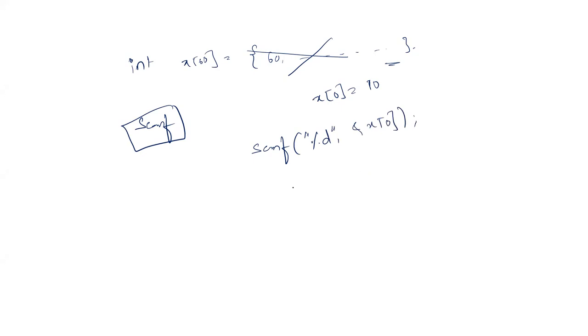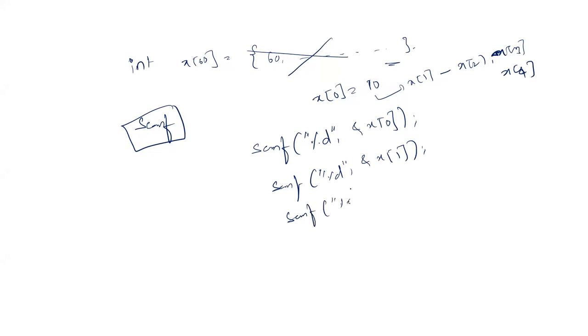We have an alternative to this by using scanf. Instead of using initialization, we can replace that by using a scanf statement. How are we going to write it? If I want to read one variable x of 0, that can be done directly: scanf percent d ampersand x of 0. The second variable x of 1, third variable x of 2, fourth variable x of 3, fifth variable x of 4, like that. If you want to read that, the same thing: scanf percent d ampersand x of 1 and scanf percent d ampersand x of 2 and so on, scanf percent d ampersand x of 59.